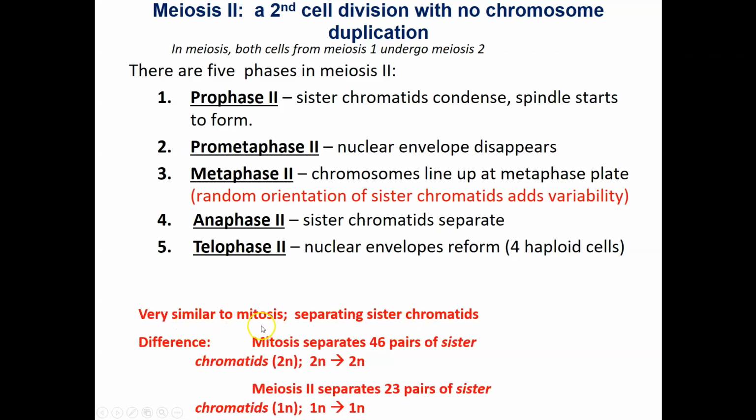So as I said, this is going to be very similar to what we saw in mitosis, where we were separating sister chromatids. The key difference here is that in mitosis, we're going to be separating 46 pairs of sister chromatids, whereas in meiosis 2, you're separating 23 pairs of sister chromatids, because in meiosis 1, we already separated homologous chromosomes.